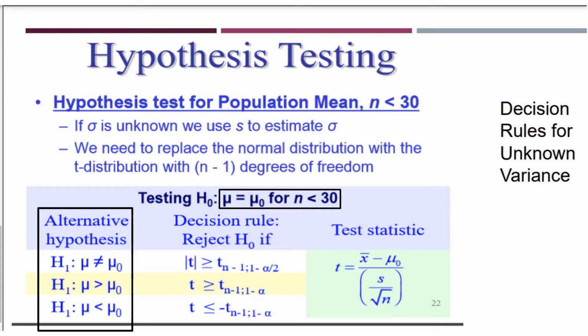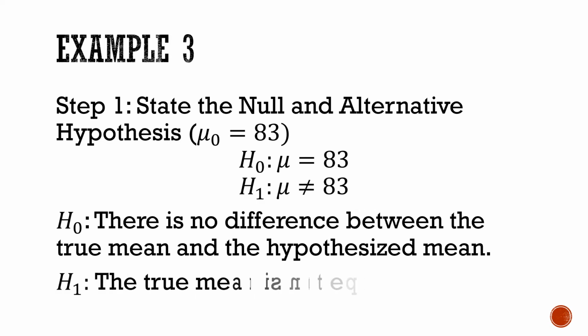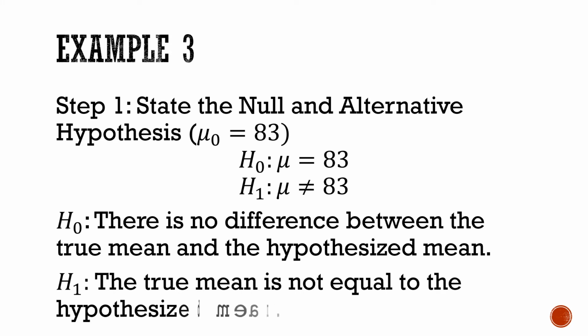And since we are asked to test the principal's claim, it means that we are just to check if there is a difference or if it differs from 83. So we have the null hypothesis as the true mean is equal to the hypothesized mean, which is 83. It tells us that there is no difference between the true mean and the hypothesized mean. And for our alternative hypothesis, the true mean is not equal to the hypothesized mean, which is 83.